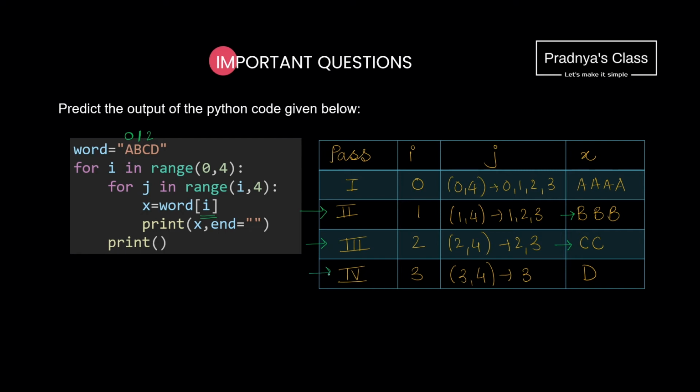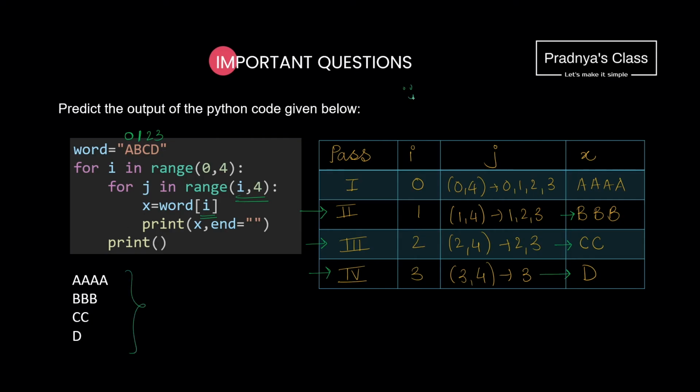Following the same approach, in the fourth pass the value of I will become 3. 3, 4 means it will get executed only once. At the index 3 we have the character D. It means it will get printed only once. So here is the output of this code.